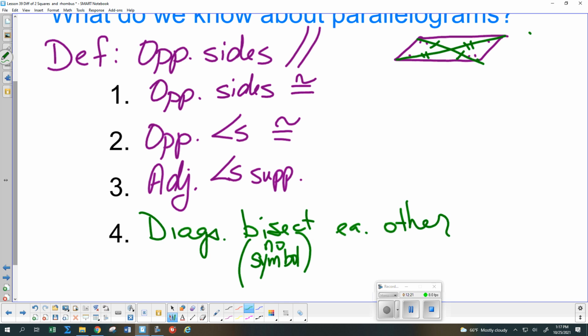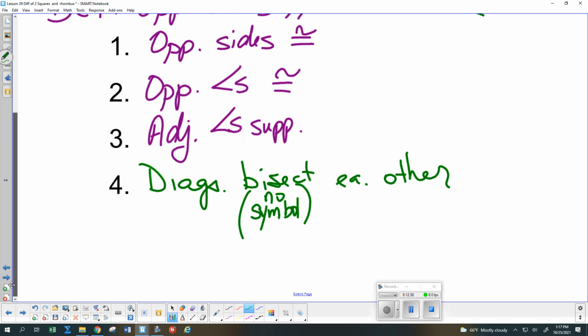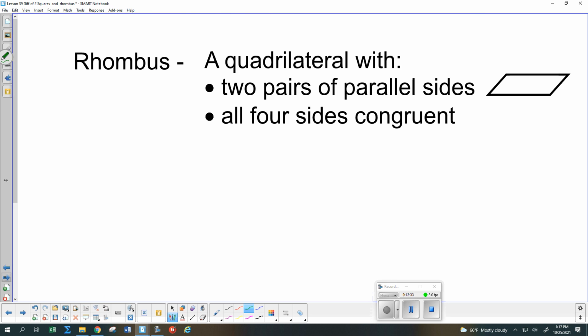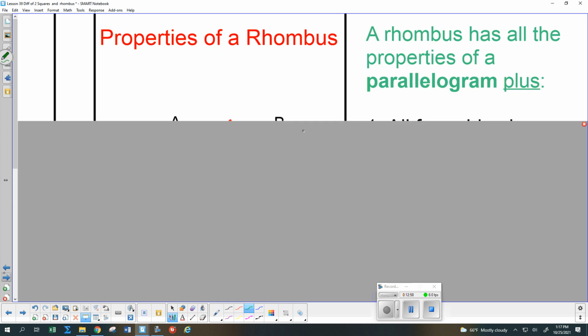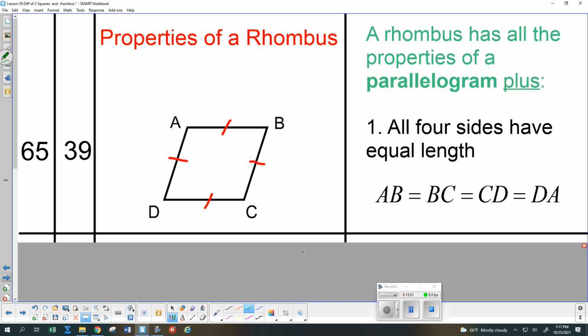So everybody good with those 5 things, a definition, and 4 other things reviewing? Okay, now we're going to talk about a rhombus, and you don't really need to write this next part down. It'll be on the formula list for the next page. A rhombus is a quadrilateral with 2 pairs of parallel sides. Oh, that's just the definition of parallelogram. So a rhombus is a parallelogram where all 4 sides are congruent. And that's what we're going to put in our formula list. A parallelogram, and all 4 sides are congruent.